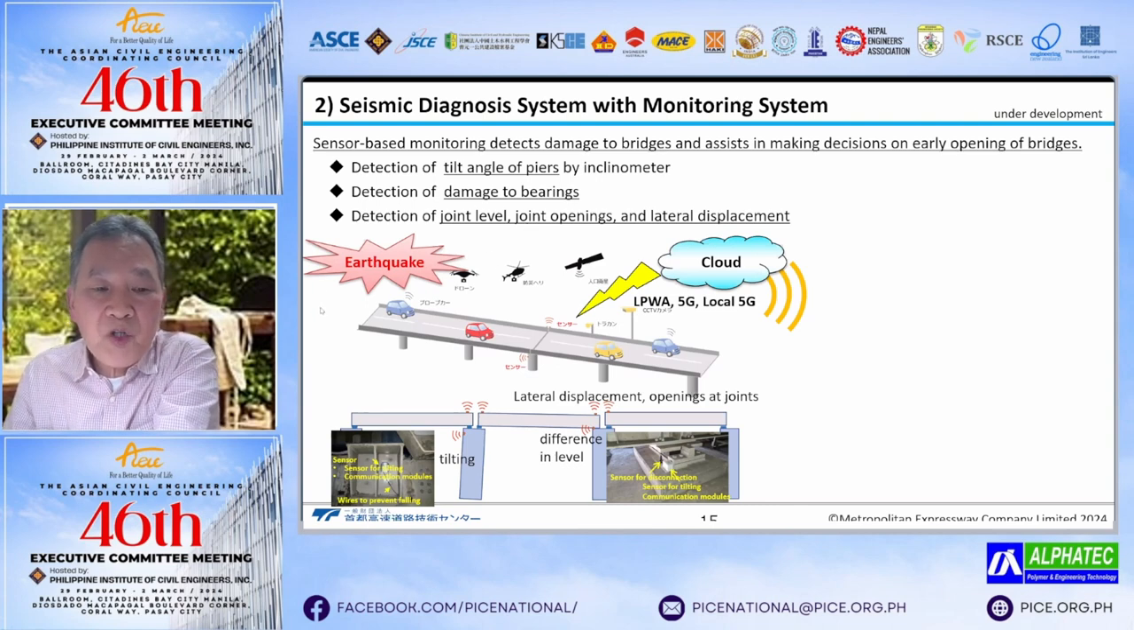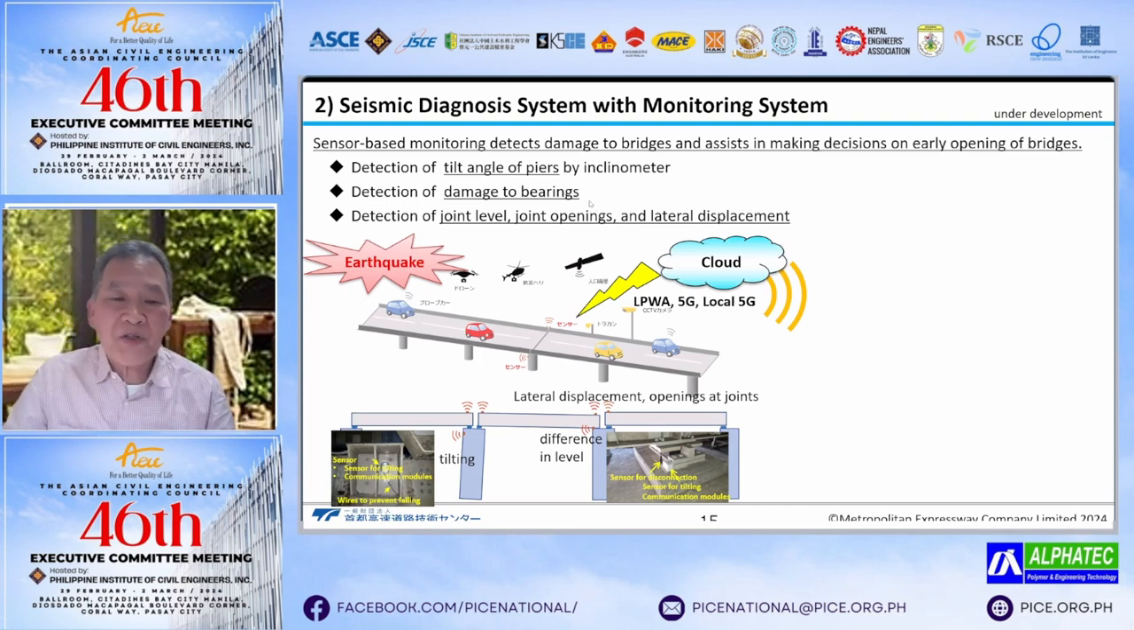After a large earthquake happened, the road administrator or bridge owner needs to know information such as joint level, joint openings, lateral displacement, damage to the bearings, and tilting angle of the piers. The road administrator really requires this kind of information right after the earthquake.